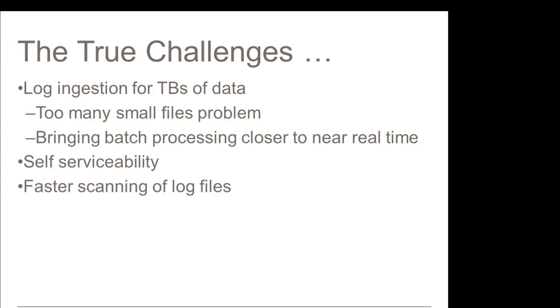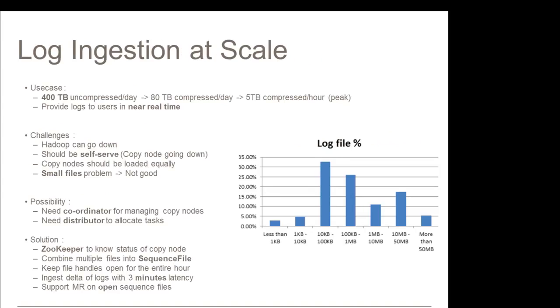And the third is fast scanning of log files. Our log files can go up to 2 GB worth of uncompressed logs per hour. To scan these 2 GB for a particular event, we should not be wasting too much time, because in a site outage or a very mission critical time, users must be able to get it within a matter of seconds. So with that, let's move into the first problem, which is log ingestion at scale.